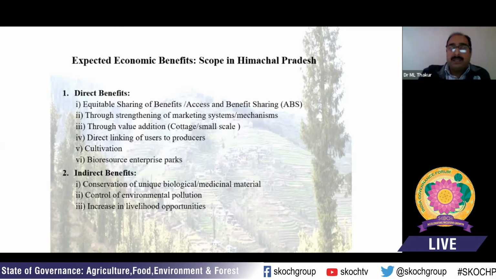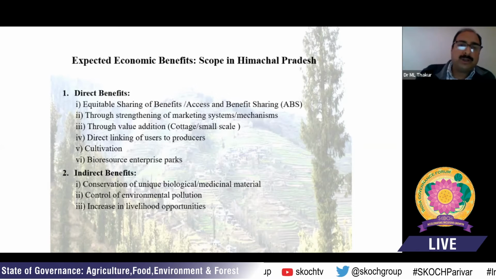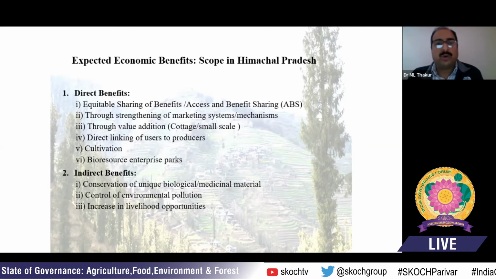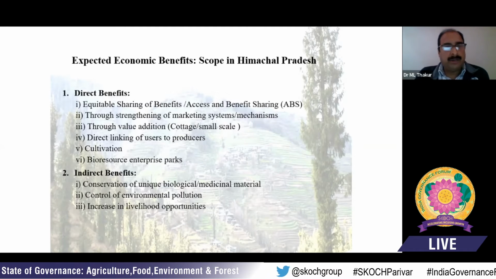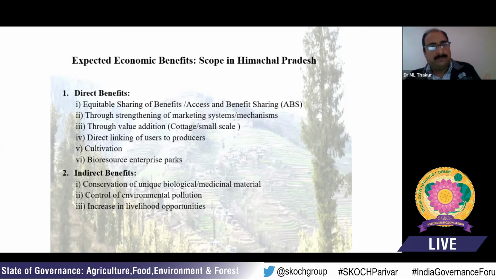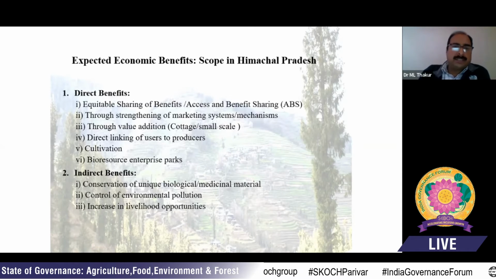local people. Actually, there are 2 types of benefits which are expected, and we are doing work on these things. We will get some equitable share of benefits, that is around 40 crore rupees per year, to the State Biodiversity Board. We will be able to strengthen the marketing system, marketing mechanism. We would be able to do some value addition through small scale or cottage based industries.